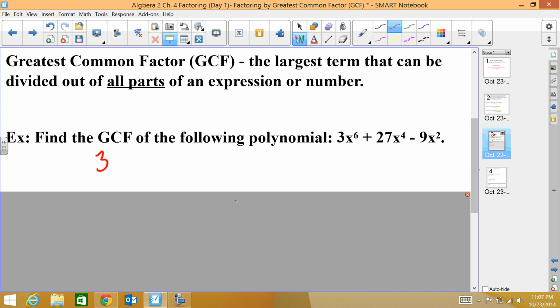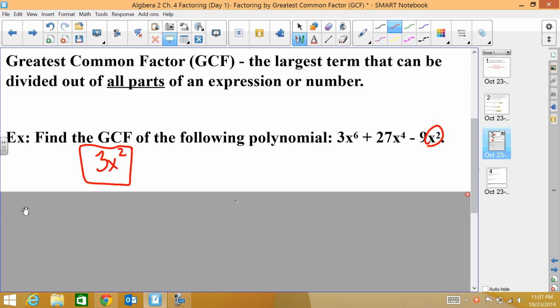And if I look at the rest of the parts, I have x to the 6th, x to the 4th, and x squared. So what is the largest number of x's that can come out of all 3 parts? Well, x squared I could take out, because I could at least take out 2 from the 4 here, and I can take out 2 from the 6 here. So x squared is going to be the most number of x's that I could take out. So 3x squared then would end up being my greatest common factor.